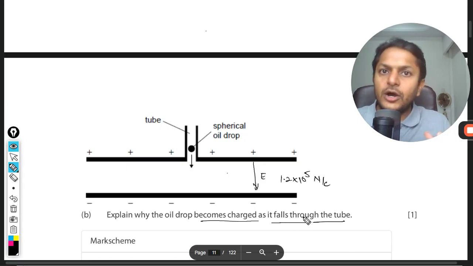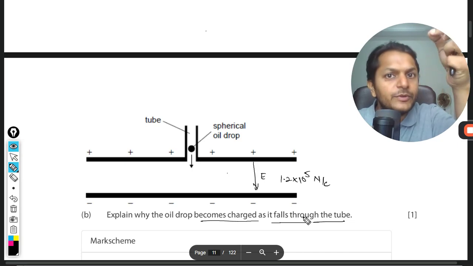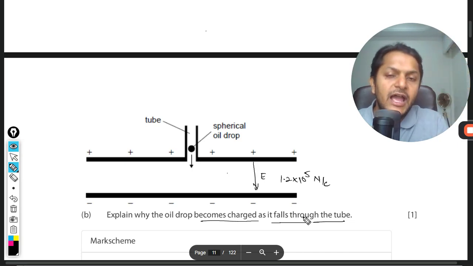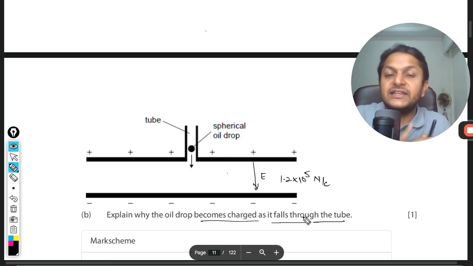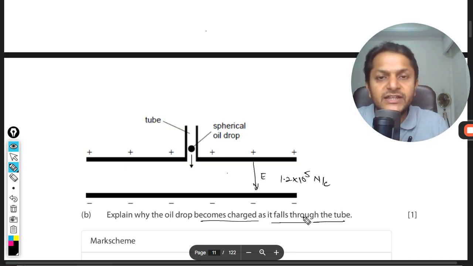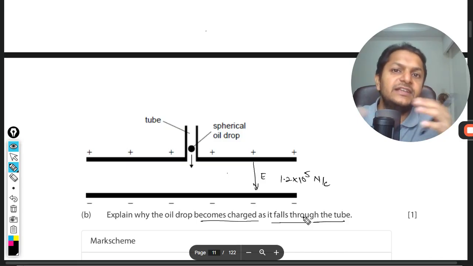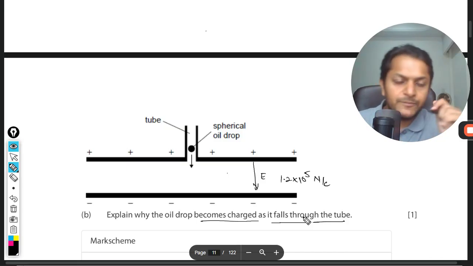So the oil drop is getting charged. We assume that initially the oil drop was not having any charge on it, but when we drop it, the oil drop is falling through the air, and at the moment when it is entering the plates, it is having some charge on it. It has accumulated a charge. Like, from where is that charge coming and why is that charge coming?